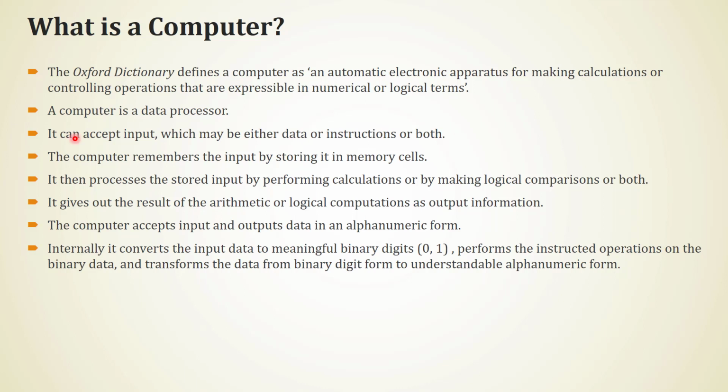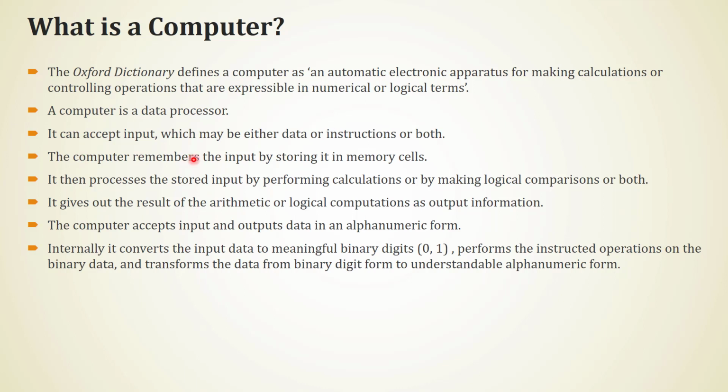So computer can accept input. The input may be either data or instruction. So now you may think about what is data, what is instruction. I will try to explain with the help of a simple example. If I am giving two data, that is 5 and 3, that 5 and 3 can be considered as data. If I write something like 5 plus 3, it can be considered as instruction.